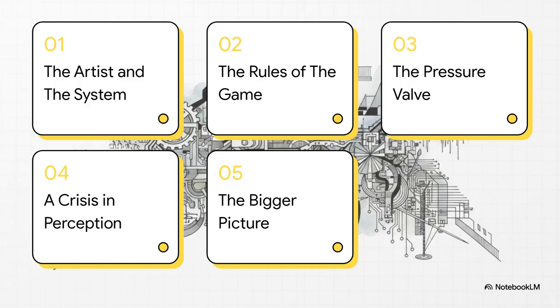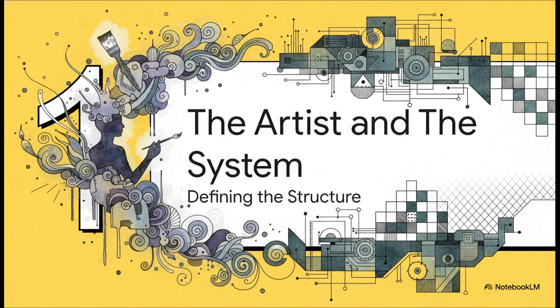To unpack this whole idea, we're going to move through a pretty clear framework. First, we'll define the system itself. Then, we'll look at the rules of the game that it created. After that, we'll introduce a really helpful metaphor, the pressure valve, to see how the system manages dissent. That'll lead us straight into the crisis in perception before we zoom all the way out to see the bigger picture. All right, first up, the artist and the system.